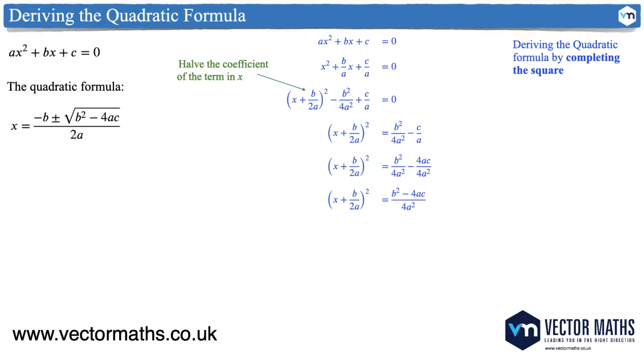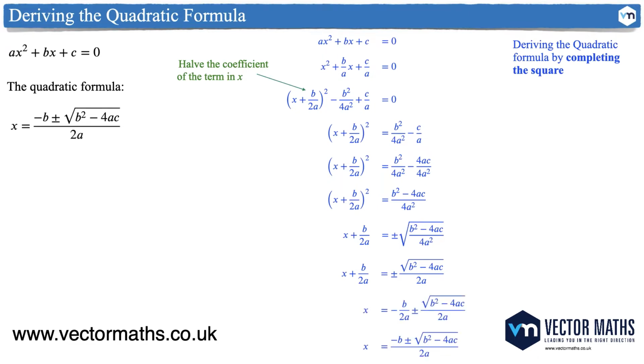If we square root each side, then x plus b over 2a equals plus or minus the square root of b squared minus 4ac all over 4a squared. Now the square root of 4a squared is just 2a, and therefore x plus b over 2a equals plus or minus the square root of b squared minus 4ac all over 2a. Then if we subtract b over 2a from each side and use a common denominator, then finally x equals minus b plus or minus the square root of b squared minus 4ac all divided by 2a.